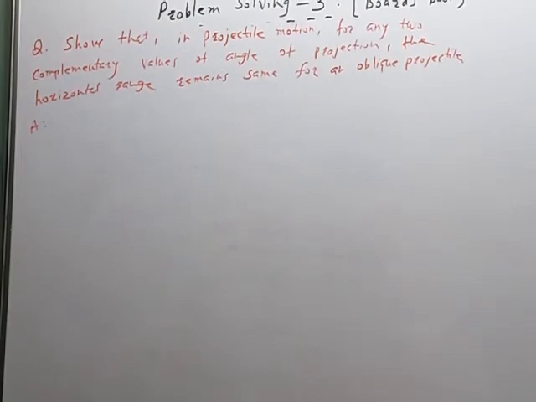So in our notes, this property is stated in projectile motion: for any two complementary values of angle of projection, the horizontal range R remains the same for an oblique projectile. Oblique projectile means we know that theta is between 0 and 90 degrees, greater than 0 and less than 90 degrees.